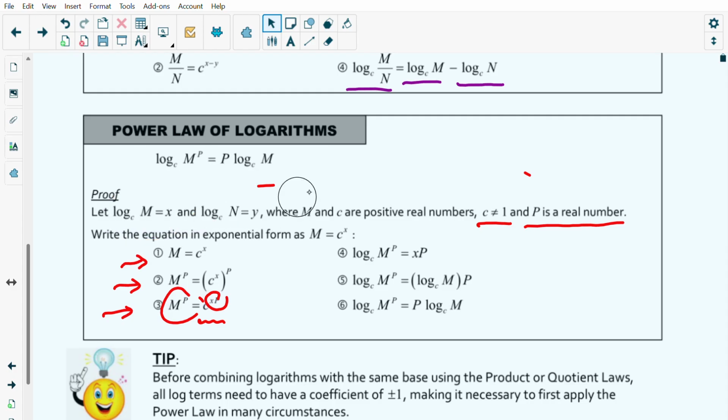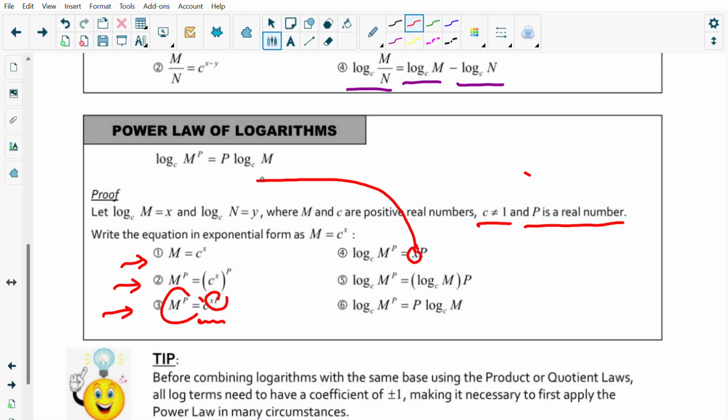Okay, so what are we doing? Sorry about that, folks. Let's substitute x back in as log base c of m. So I get log base c of m raised to the exponent p equals log base c of m times p. The p I'm going to write as a coefficient in the front: log base c of m raised to that same exponent p equals p times log base c of m.